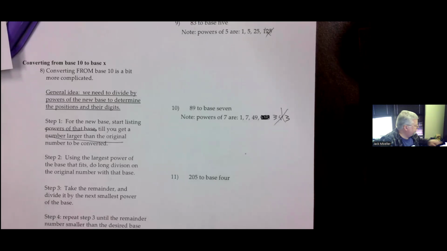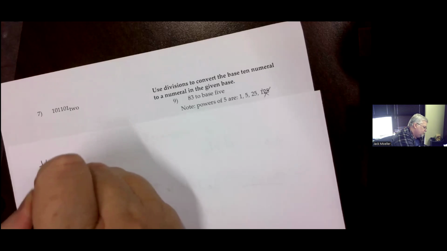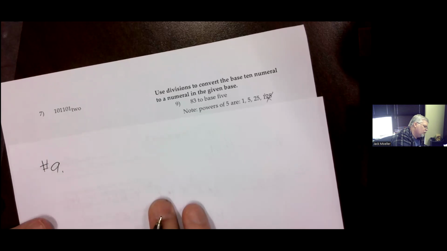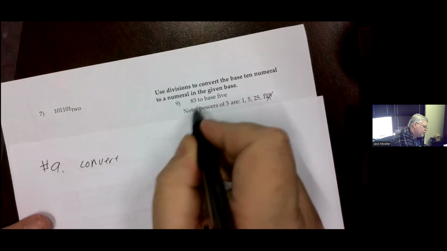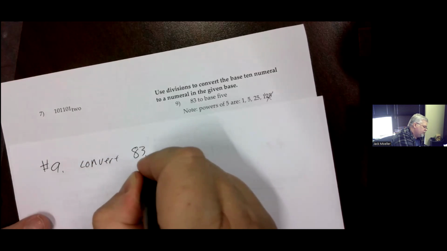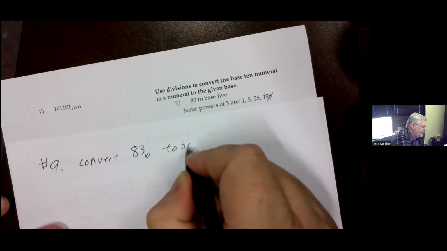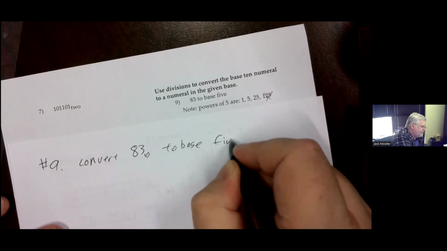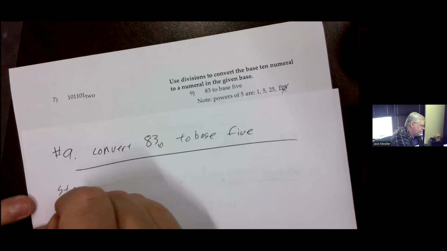All right. Let's put all of this into practice. I'm going to go over here on a different sheet of paper, just to make sure I have room. So we are converting 83. And again, there is no base, so just for emphasis, I'm going to put the 10 there, to base 5. So step 1, list our powers of 5.